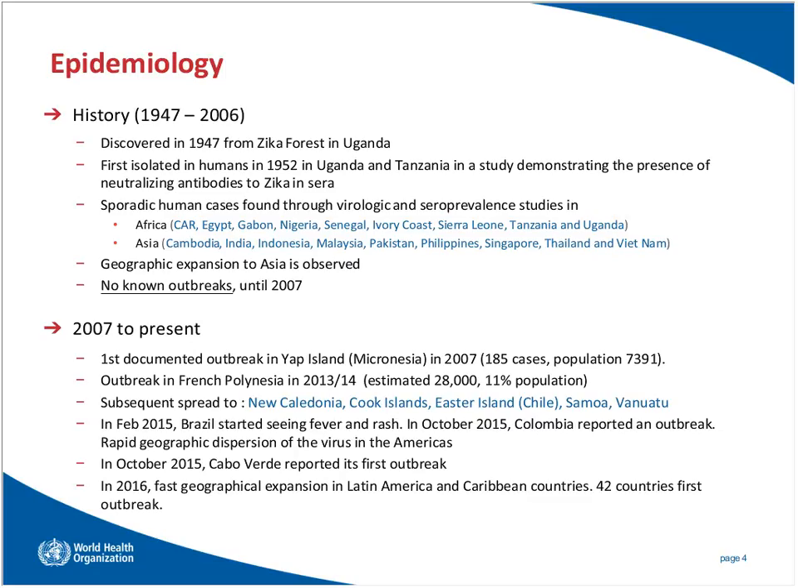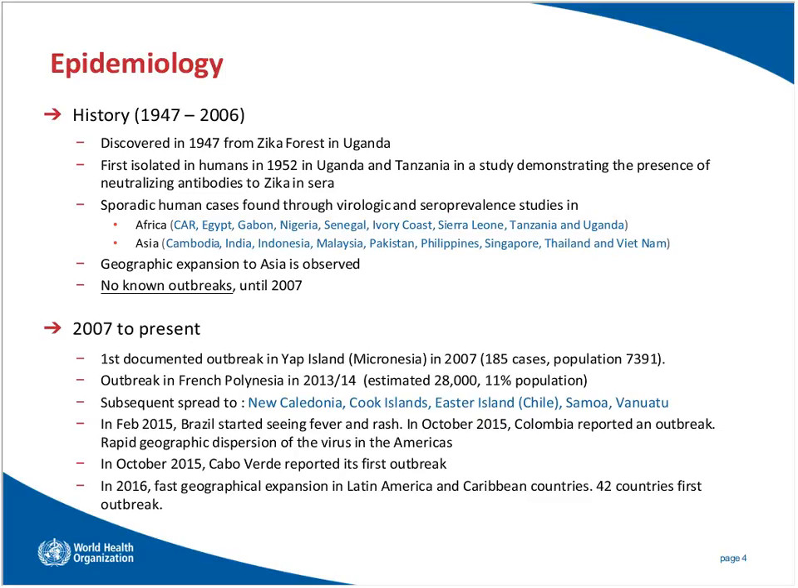Then a few years afterwards, there was an outbreak in French Polynesia, with an estimated 28,000 cases, which is about 11% of the population of French Polynesia. And then we saw it spread in those years, 2013 and 2014, to other Western Pacific countries.